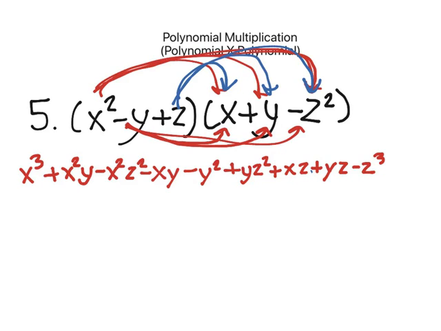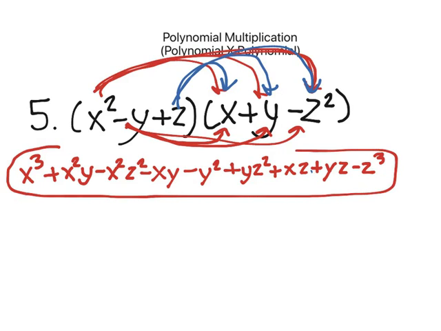There we go. And the crazy part about this is that if you did it correctly, there will be no like terms, no matching terms. So that is actually your final answer, as crazy as it looks. So that is how to perform polynomial multiplication using the distributive property.